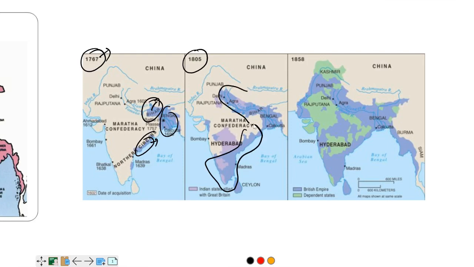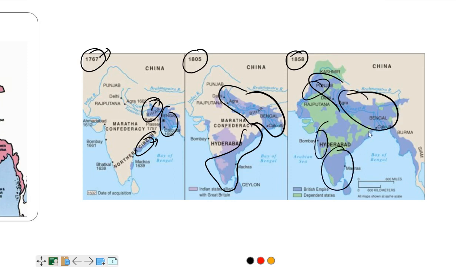Look at these blue areas. These are the regions where Britishers started their empires. By 1858, most of India was captured by the Britishers. You can see the blue area went on increasing in this direction, right? During 1767, there were very small areas, but by the end of 1858, most of the regions in India got conquered by the Britishers.